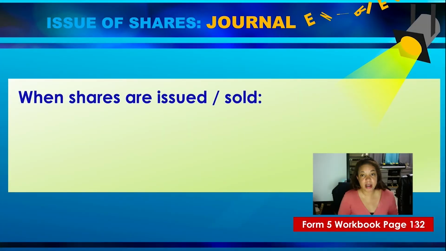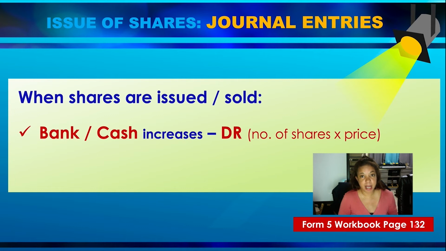So when shares are issued or sold, and I keep reminding you what issued means, you debit bank because you are receiving money. Remember, when you sell anything, when you sell your stock, your inventory, it is money you receive. Same thing with your shares. So whenever you receive money as an asset, you debit. So this is what you're going to do. You're debiting the account.